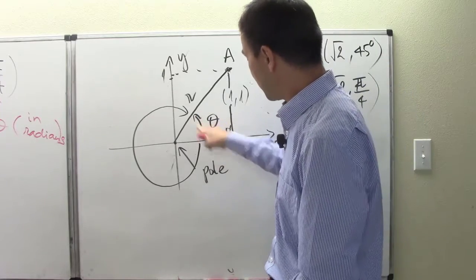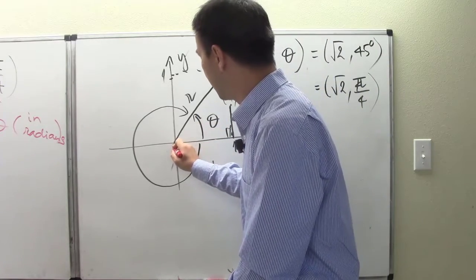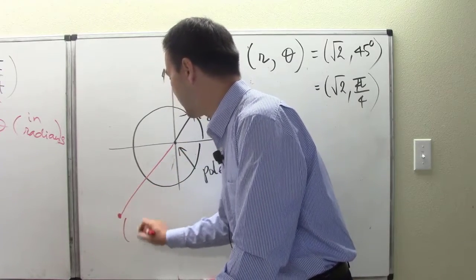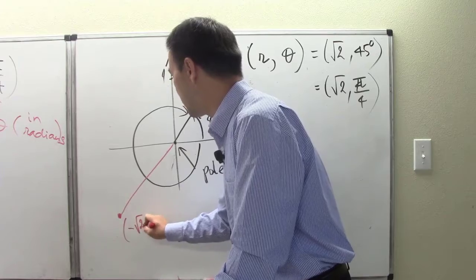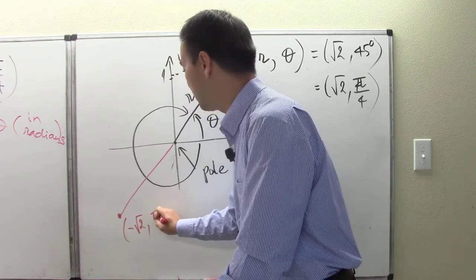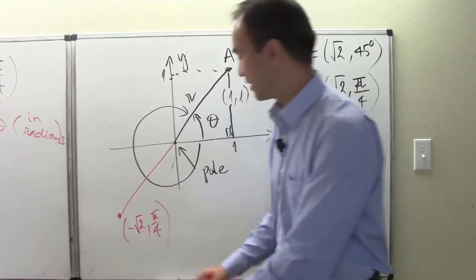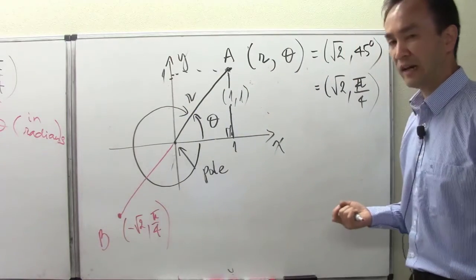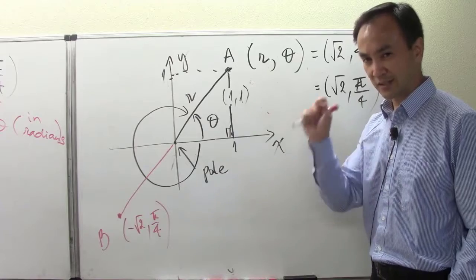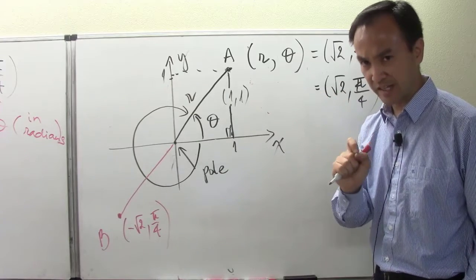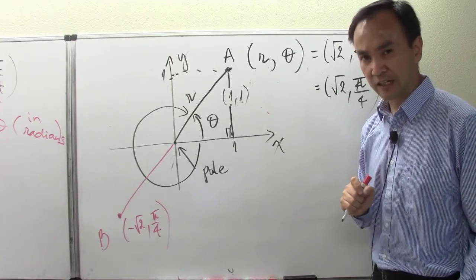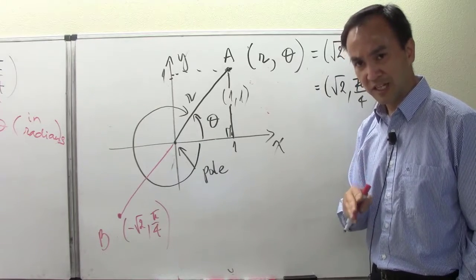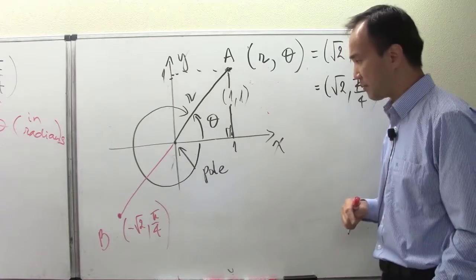Pi over 4 is this angle. Then about right there, this point is negative square root 2 comma pi over 4. That same point there, I named that B. So now allow me to come back to what I said earlier, that one same point can have many or multiple representations in polar coordinates. This is what I meant earlier.